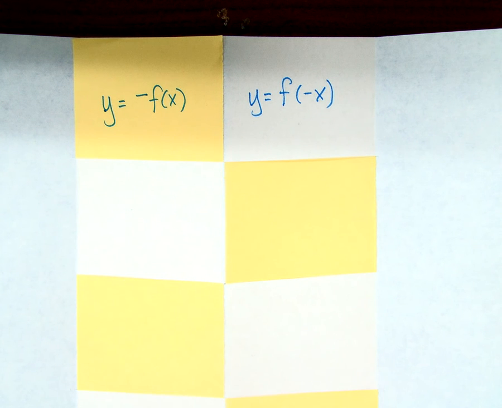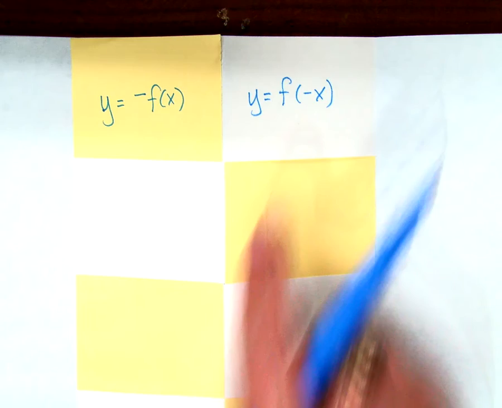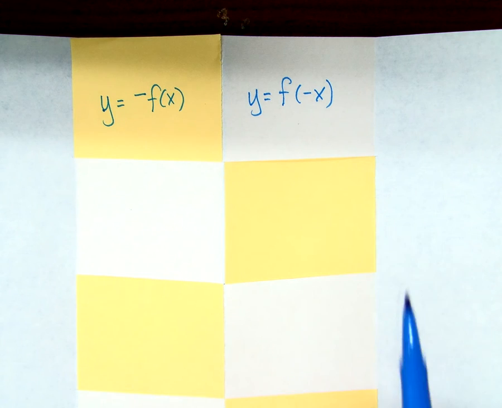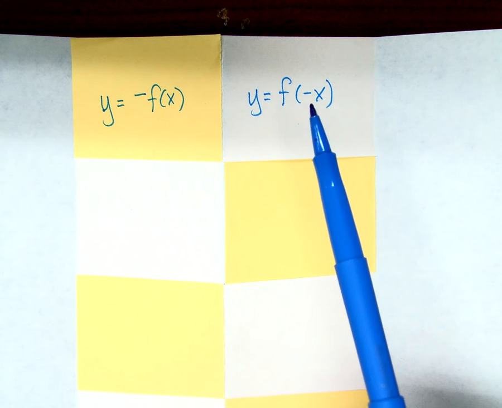Now, as we go through this foldable that we're making today, we are going to be talking about words like inside and outside of the function. We're going to be talking about horizontal and vertical, stretch and compression, shifts, all sorts of stuff like that. Okay? So, looking at these two functions right here, compare the two functions. Where is the negative sign of this function compared to the negative sign of this function?